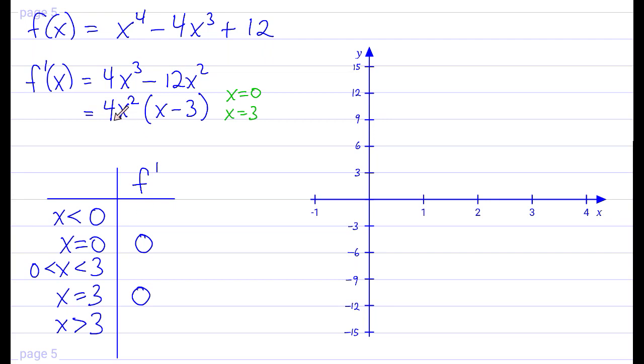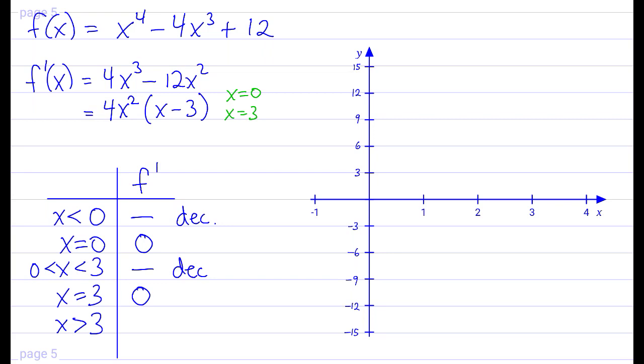Now, I notice that I'm not going to bother to plug into the x squared term, because that's always positive. That's not going to change our result. So let's just plug it into this. If I plug in a big negative number, by big I mean like minus 10, well, that's negative. The function's decreasing when x is less than 0. If I plug in a number between 0 and 3, well, that's still negative. Okay, so the function's still decreasing.